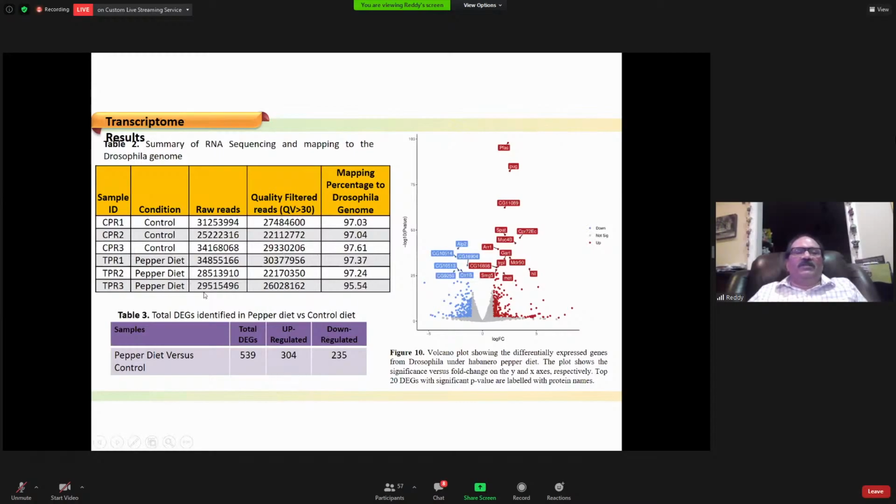we sequenced its transcriptome. Millions of reads were analyzed to see the difference between the pepper-fed flies and the flies that are not fed with the peppers. The difference between control and treatment. Here, treatment is we fed pepper, and control is no peppers. So we identified about 539 different genes uniquely regulated in the pepper diet flies.